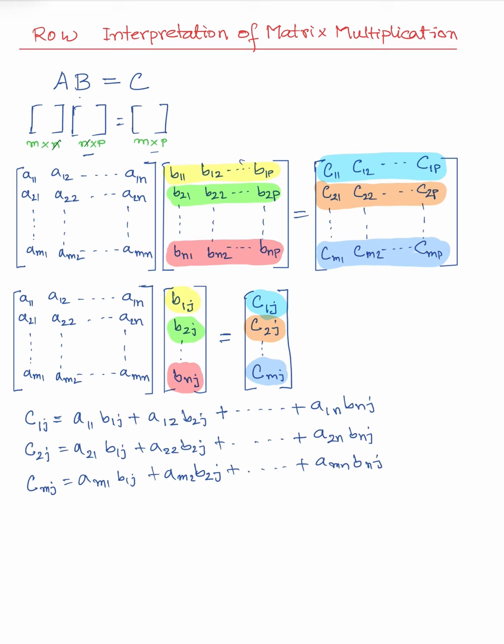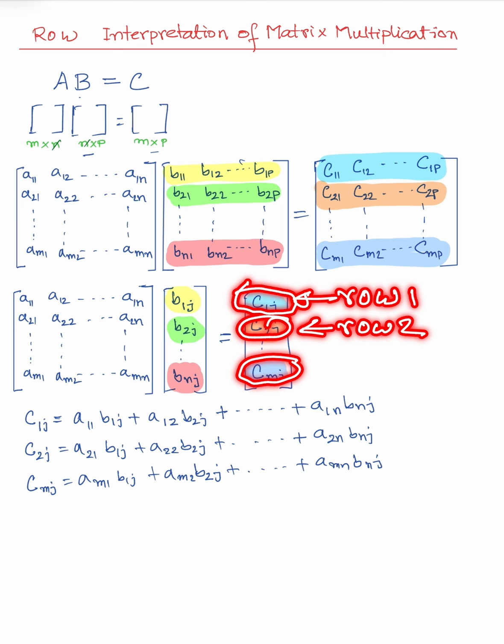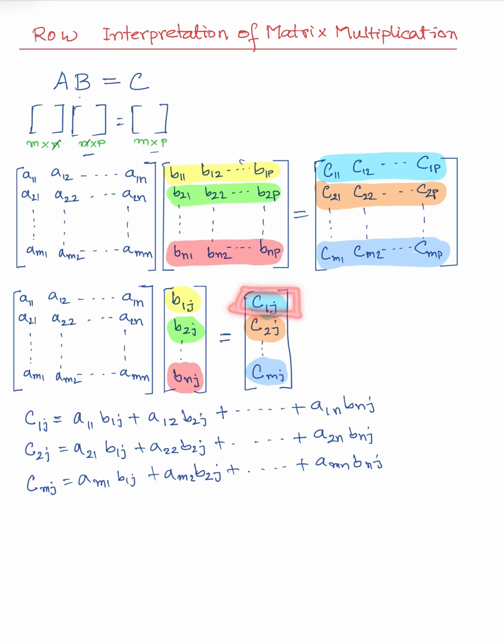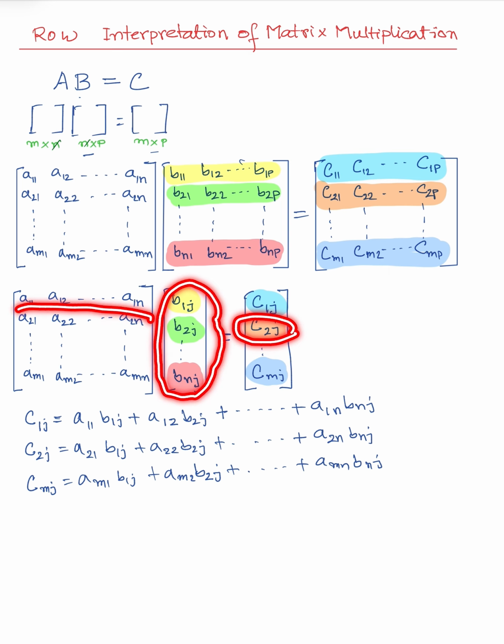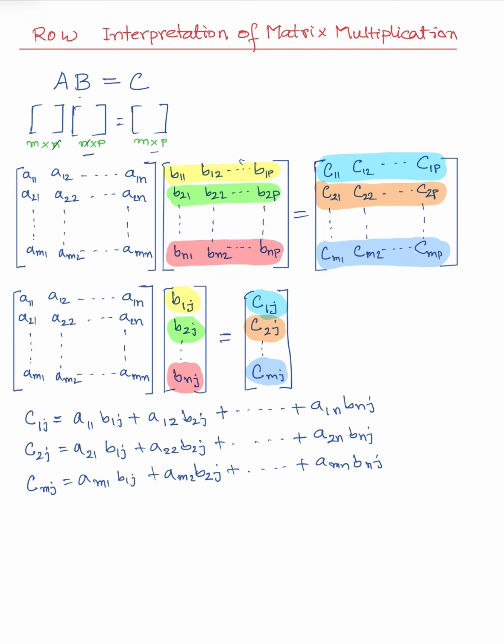Again, as we see this, each element of this represents row 1, this is row 2, and this is row M. Each of these rows, for example the first row, is found by the combination of all these rows of matrix B, but the weight of the combination is determined by these elements from matrix A. Similarly, the second item is from the same rows but with different weight values that are found from matrix A. So that's how we can write that.